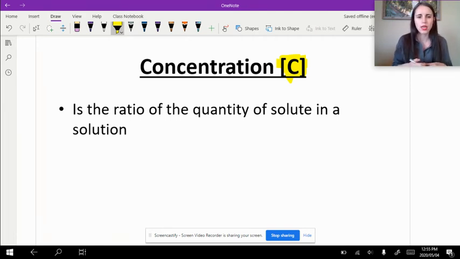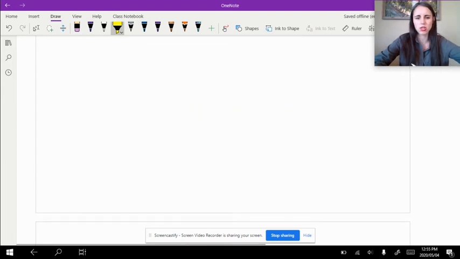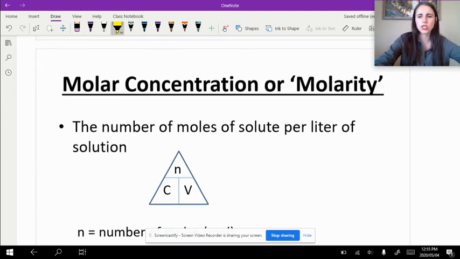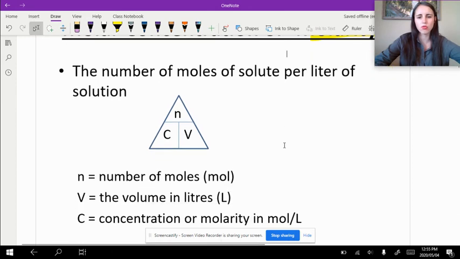It's a great shortcut. So the actual definition, it's the ratio of quantity of solute in a solution. So essentially it's how much stuff is dissolved in other stuff. So it's going to be a ratio. It's going to be a calculation that tells us how strong something is. Molar concentration, we call molarity. So we are still using the concept of moles, and molar concentration is represented by the unit moles per liter. So concentration in chemistry is always communicated in moles per liter.